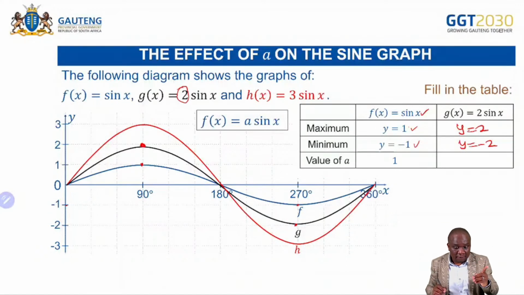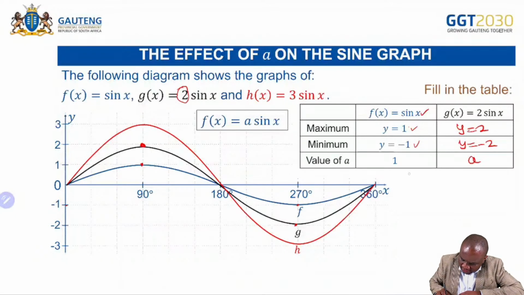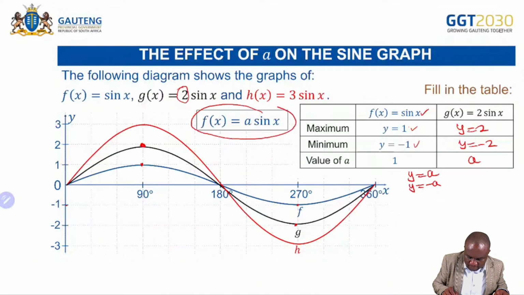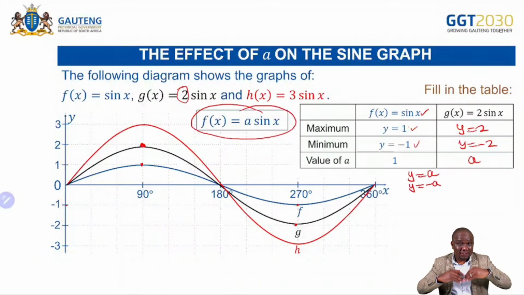So what is the value of a for g of x? I'll give you time to compare f of x and h of x. I'll do g of x and f of x, then you will do f of x and h of x. Now a is equal to 2. Do you see that? So we can generalize and say the maximum value is going to be y is equal to a, and the minimum value is y is equal to -a. Please take note, we're looking at the graph of this form. We haven't talked about the graphs that have been shifted upwards or downwards yet.